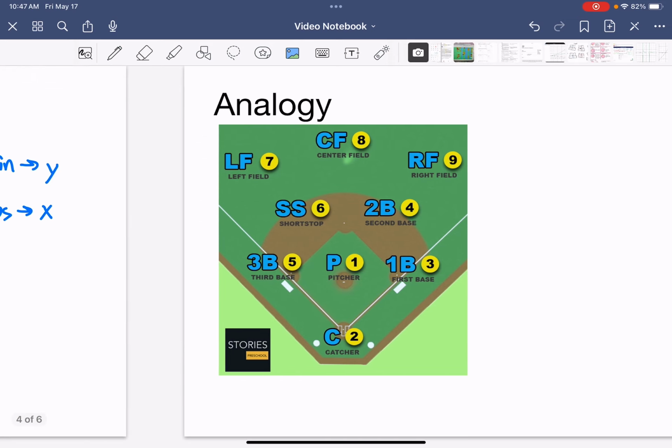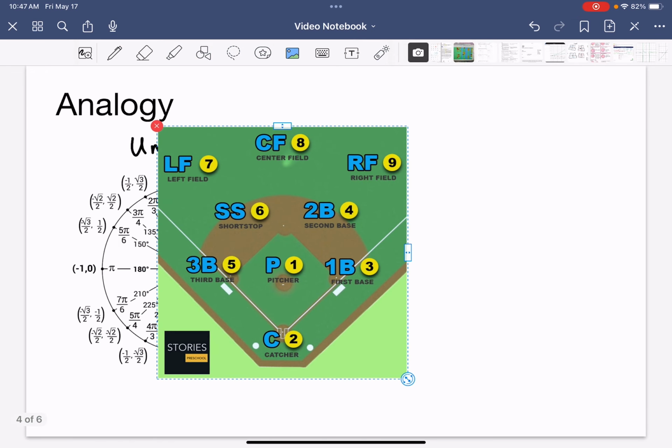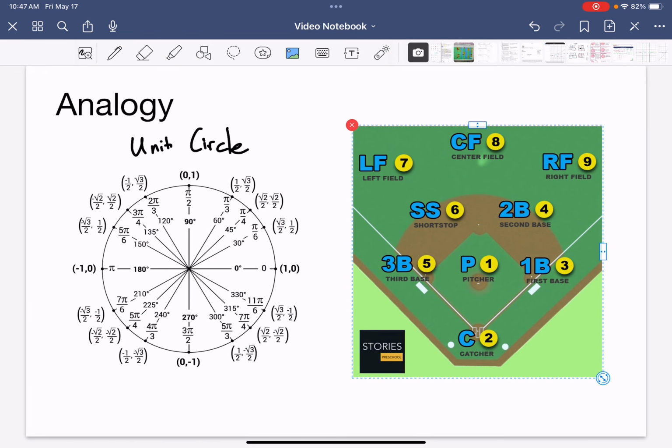Similarly, with the unit circle, we need to be familiar with different positions, and that's every single one of these dots. I'm not going to circle them all because that would become overkill real quick. But that's the idea. Each of these dots is like saying, go to first base, go to second base, go to this position, and then think about what's needed there.